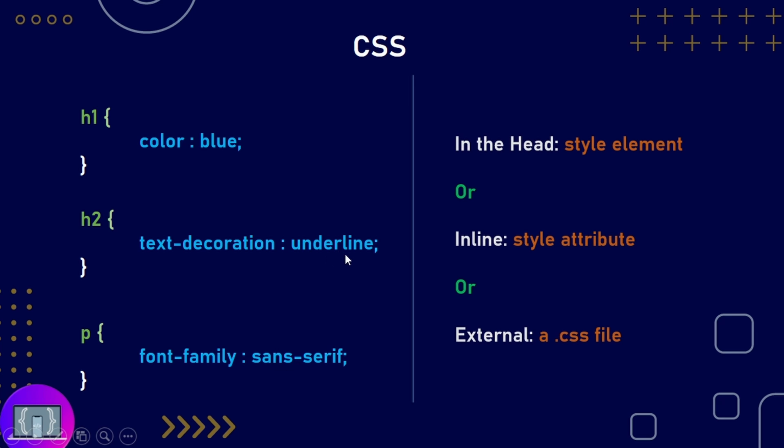So CSS can be applied to an HTML document in three different ways. You can either add the CSS to the head of your HTML document using the style element. Another way is going to be to add the CSS inline to the element using the style attribute, or you can add the CSS through an external file, a .css file. So we're going to be seeing these different approaches in code.